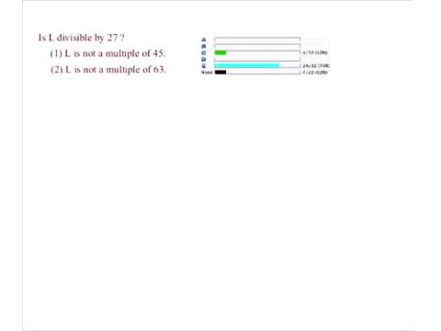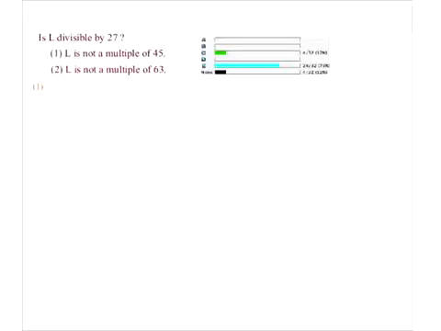Okay, let's take a look at this one in terms of prime boxes first. Note these statements are a little bit harder to deal with. Okay, let's put this on another sheet. Statement one says that you cannot have a 3, a 3, and a 5, because that's what 45 is.